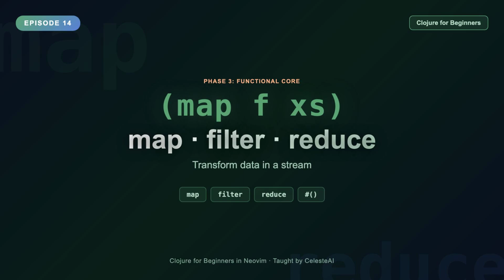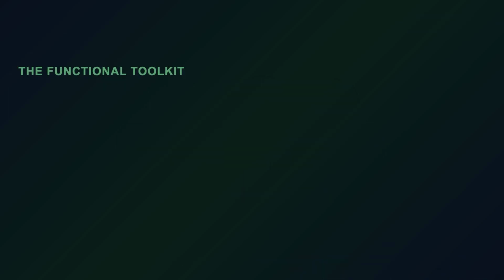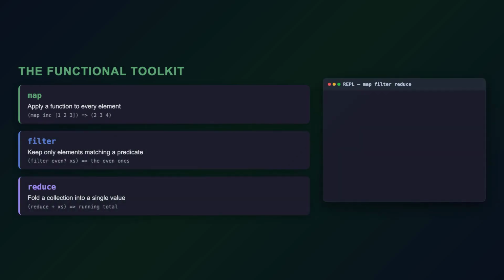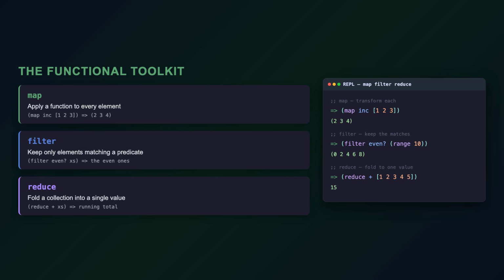Map, filter, and reduce: the functional toolkit. These three functions cover most everyday data work in Clojure. Map transforms, filter selects, reduce folds. We'll try each one in the REPL, then build a pipeline. Let's start the REPL.